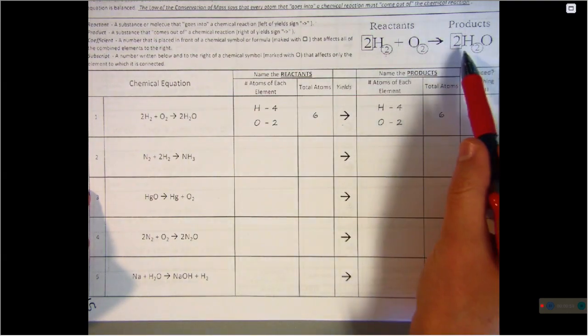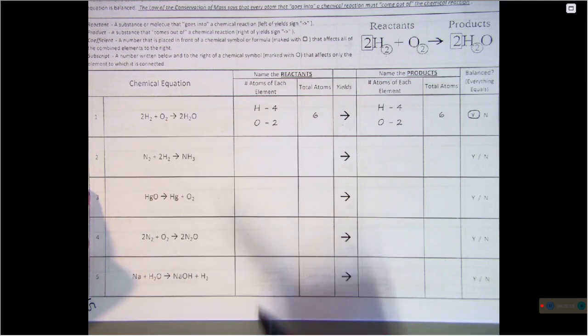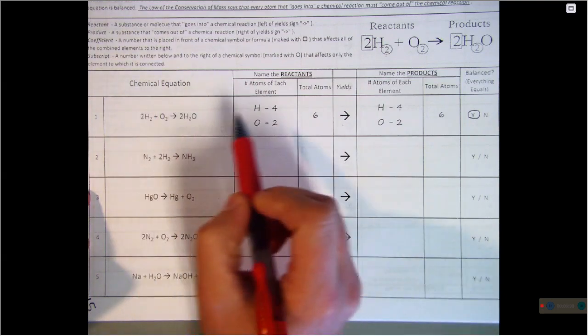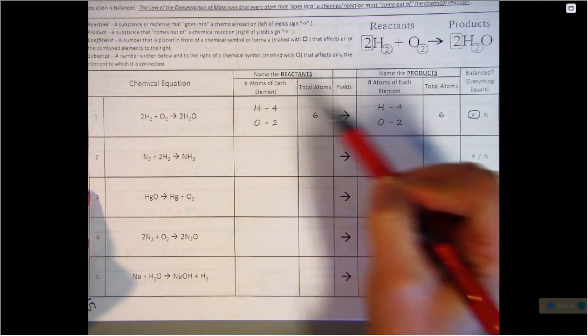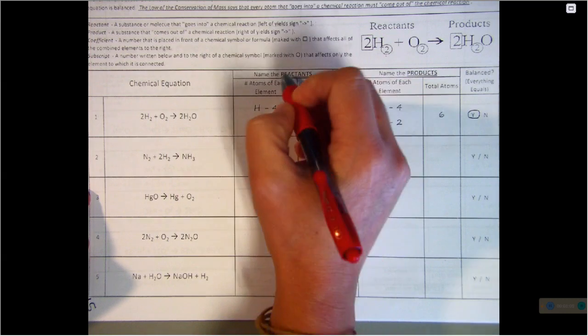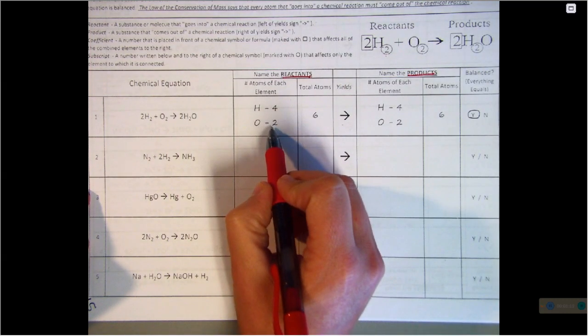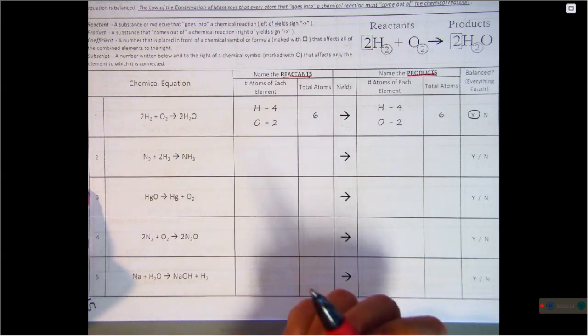Our products should always equal our reactants. What goes in must come out. So what we're going to do is count the atoms to decide is it balanced or not. You're going to write the atoms on either side of the equation, in the reactants column and products column. We're going to count them, decide how many there are, and if it's balanced or not.